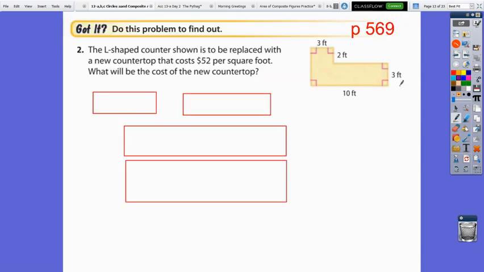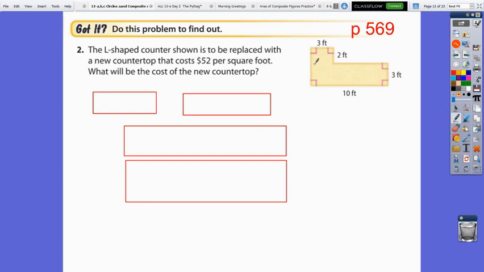So this L-shaped counter is going to be replaced by a new countertop that costs $52 a square foot. It's not unreasonable there for a granite countertop. All right, so how much is it going to cost? How many square feet are there in this L-shaped countertop? What is the final cost going to be?